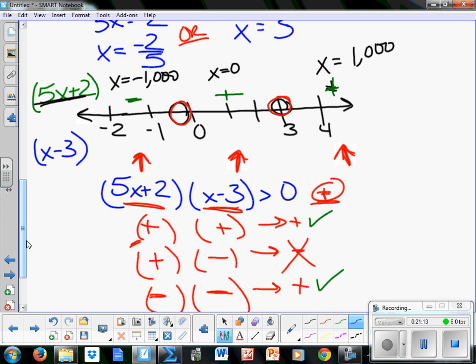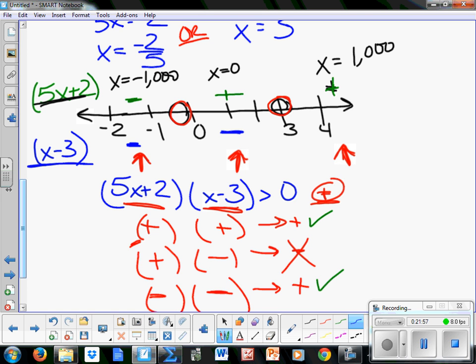Now we're going to go back to our x minus 3. If we plug in a really big negative number, we're going to do the same process. We plug negative 1,000 into x minus 3, and we get an even bigger negative number. So all the values less than negative 2/5 are going to give us a negative value for this factor. Now, for x equals 0, 0 minus 3 is negative 3, which is also negative. All the values in the middle of the two boundaries give us a negative value for that factor.